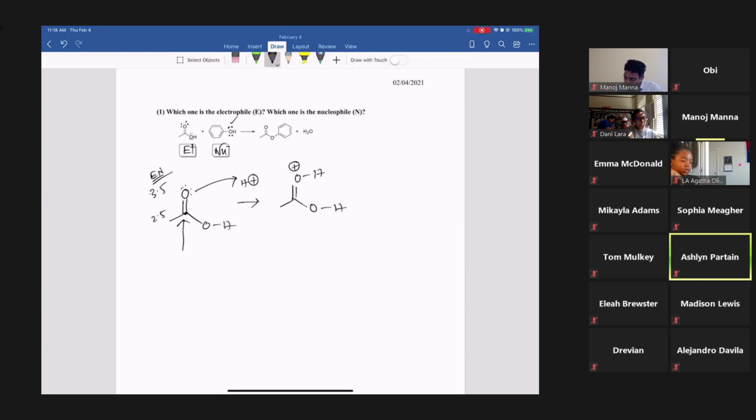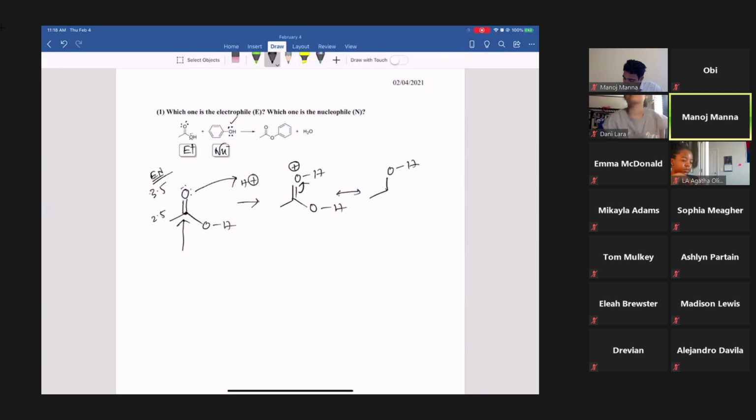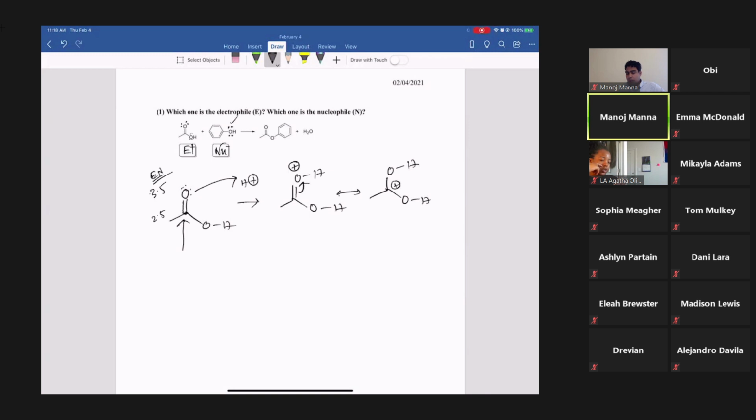Now electrons will go over to oxygen, and now we get OH plus. Makes sense. So that's why this carbon over here is going to have a positive charge. That's why this one is the electrophile, whereas this one is the nucleophile, because you cannot see any electrophilic center over here. Can you see any electrophilic center over here?